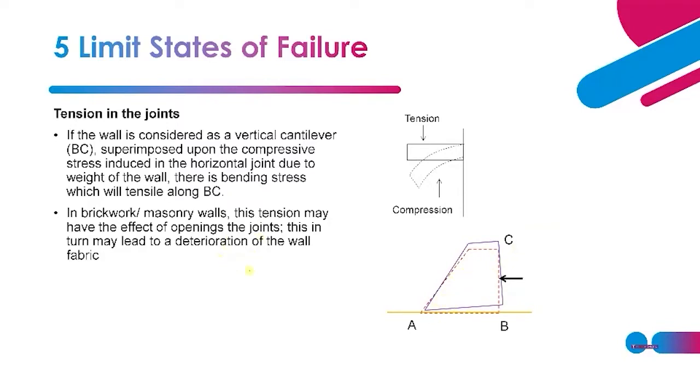And also in brick or masonry wall, this tension may have an effect on the opening of joints. This may lead to deterioration of the wall fabric. Bila ada forces acting at the back of the wall here, kan belakang ni akan ada bending stress. Inside here, brickwork atau masonry wall, because you pakai brick kan, or masonry. So you akan join it together pakai mortar. Bila you join it together, force ni dia akan deteriorate kan, sebab you punya retaining wall mesti ada opening.